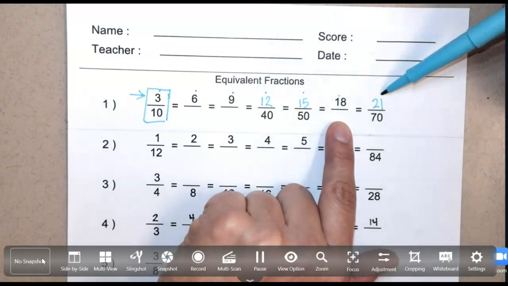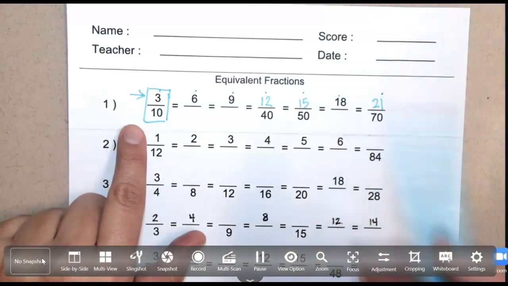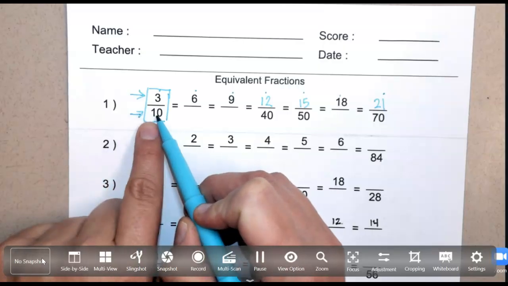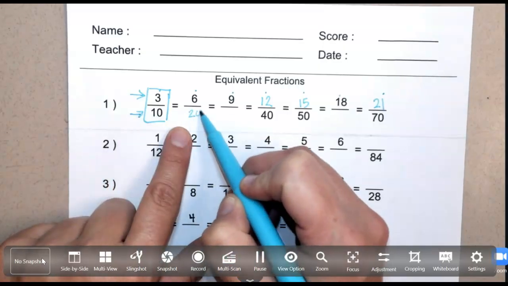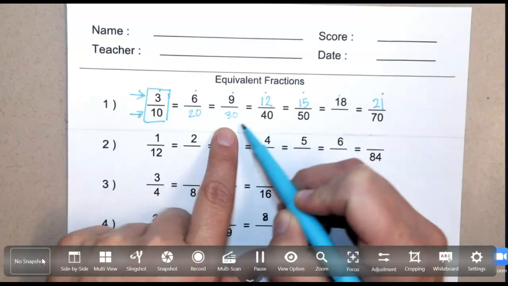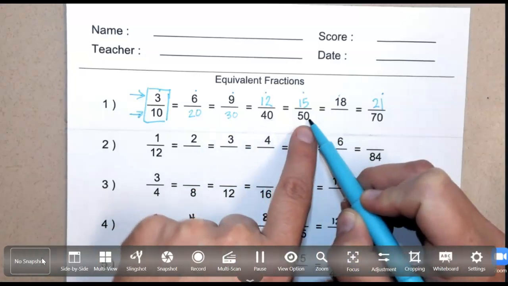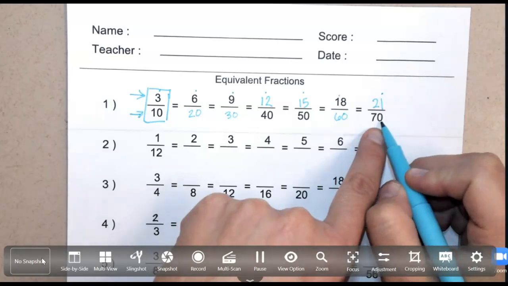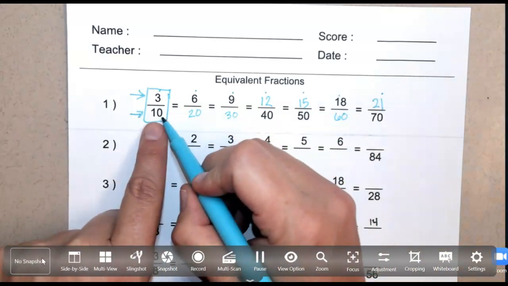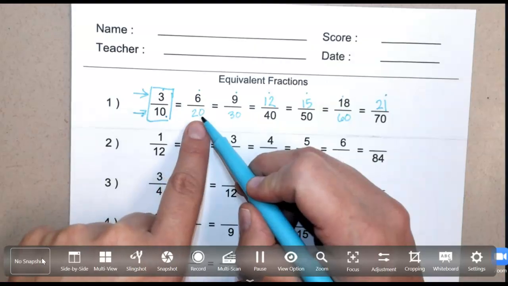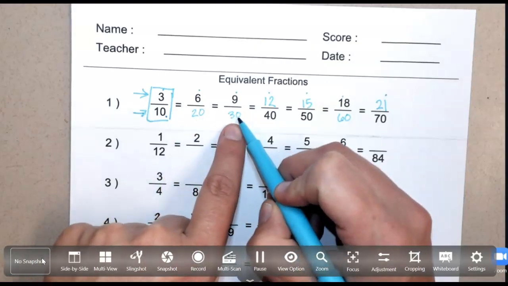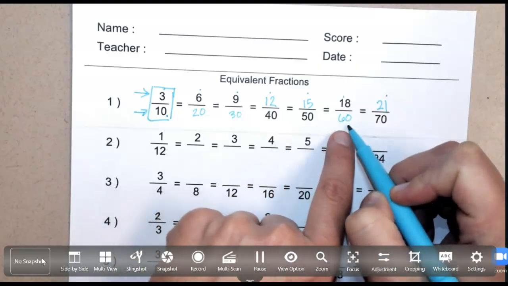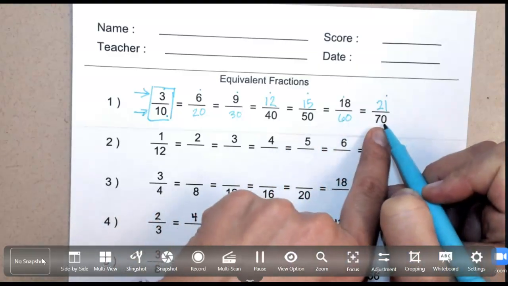Now, on the denominator side, we're moving by 10s. So we're going to fill in 10, 20, 30, 40, 50, 60. And the last one is 70. And we'll notice now this is 10 times 1, 10 times 2, 10 times 3, 10 times 4, 10 times 5, 10 times 6, and 10 times 7.